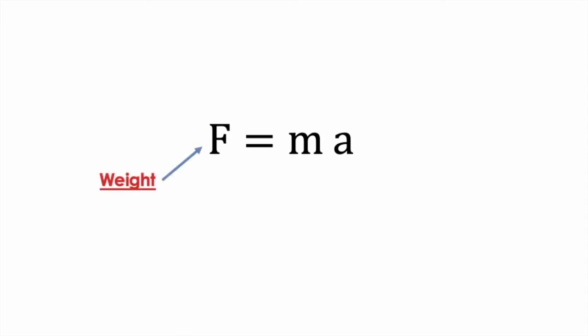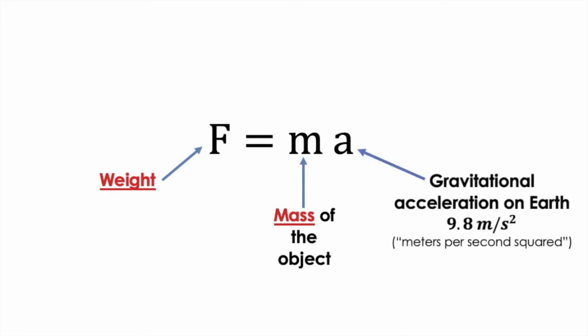The F stands for weight. Remember, weight is the force of gravity pulling down on an object. M stands for the mass of the object, and that lowercase a stands for the gravitational acceleration, which on Earth is 9.8 meters per second squared, but may be a little different on other planets.